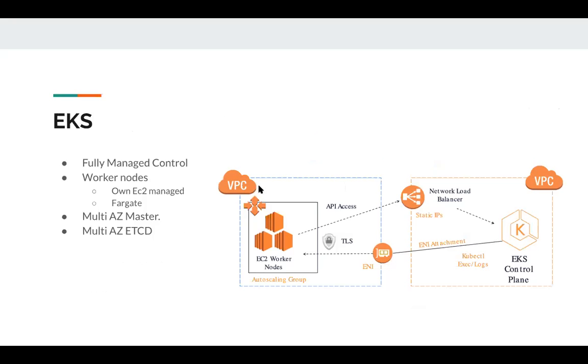Okay, now here this will be our EKS. Suppose this is our own VPC and this is the AWS side VPC. This Kubernetes control plane has an endpoint and we are accessing it using kubectl. So if we hit this load balancer, it will interact with our Kubernetes control plane. And in the control plane, we have multiple masters in each availability zone, and based on this, it will interact with our worker nodes.